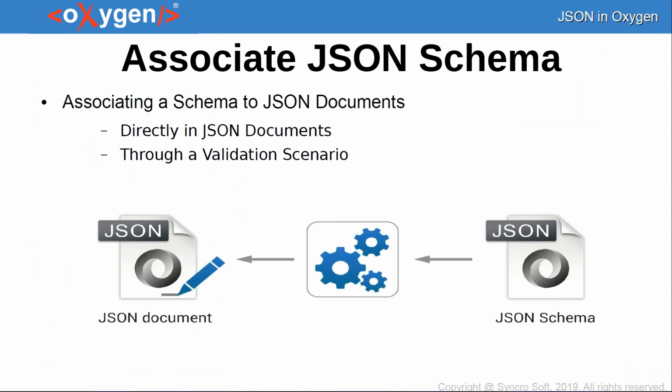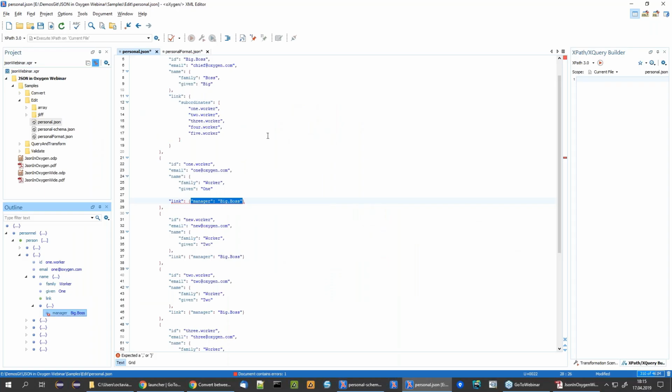Let's discuss now the JSON schema and associating the JSON schema with the JSON document. The JSON schema is very important because it defines the structure of the JSON document, and there are different ways that you can use to associate the JSON schema with your document. You can associate it directly in the document, or you can associate it through some options. And in Oxygen, these options are called validation scenarios. So they are some options associated with the current file. And I will show you how you can do this.